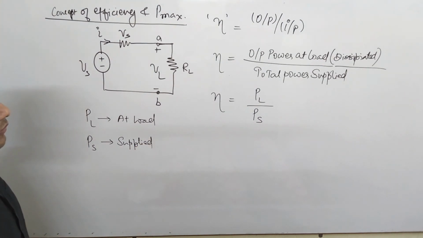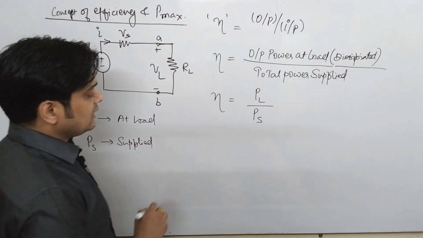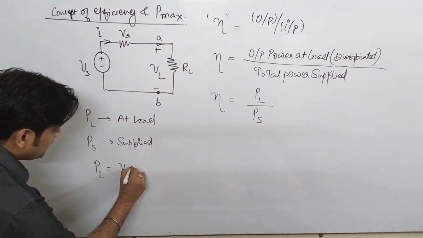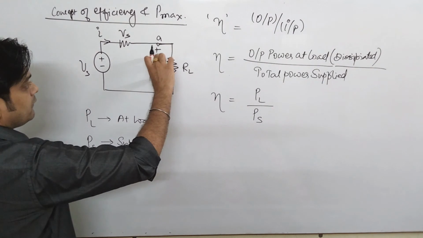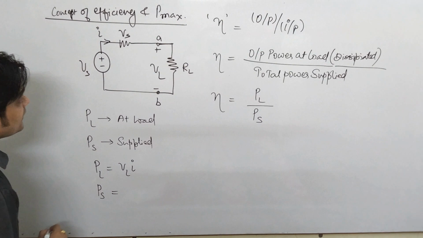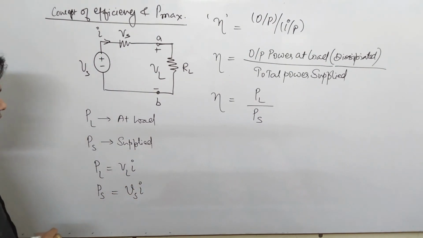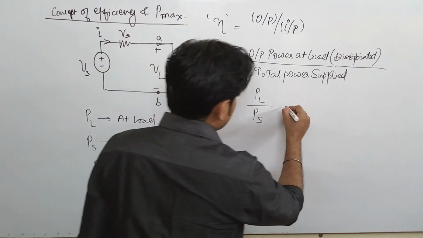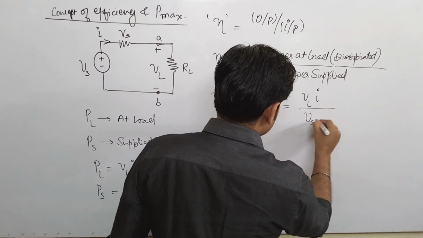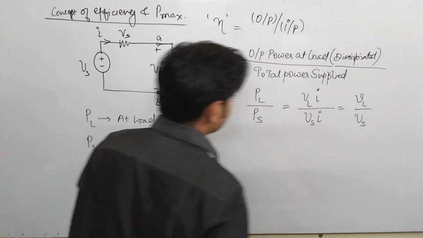Okay, so the efficiency is PL by PS. Now what is PL? You can say it is VL into I, the voltage across the load and the current I. Similarly, PS is the total power generated by the source, which is VS into I. So you can write PL as VL into I and PS as VS into I, or you can say the efficiency is VL upon VS.